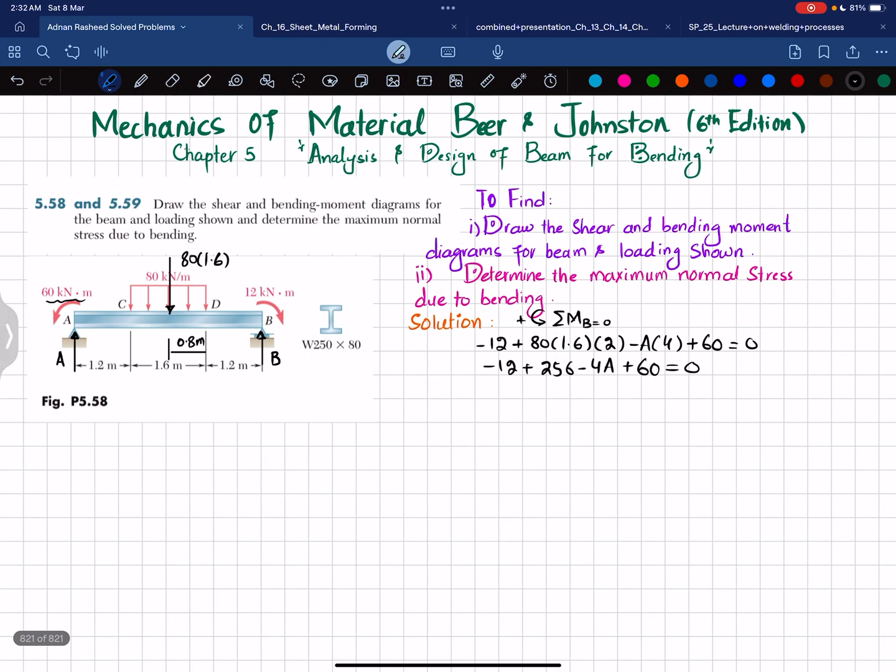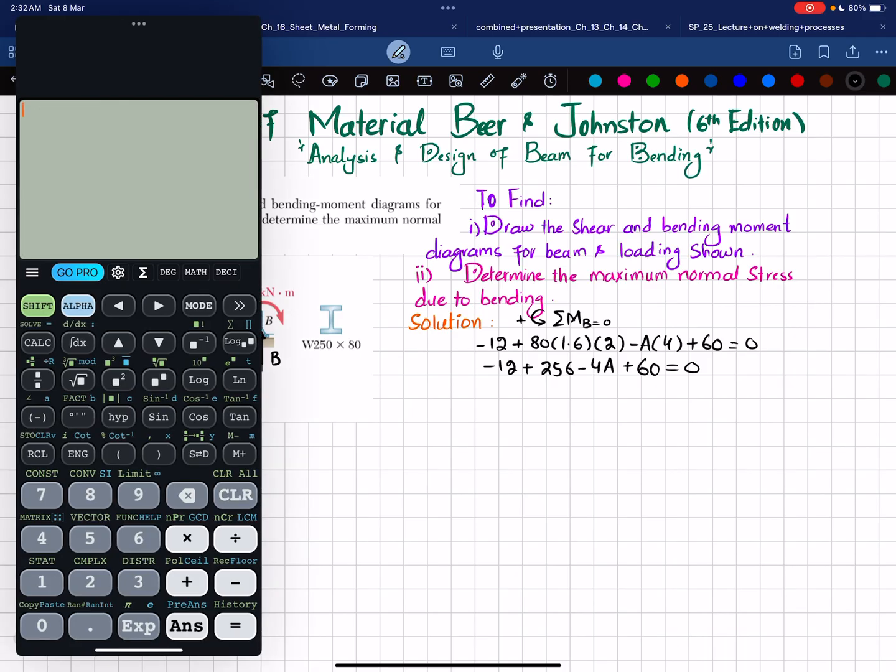So minus 12 plus 256 plus 60 will give you 304, and that will be 4A equal to 304, and from here A will be equal to 304 divided by 4, which will give you 76. So 76 kilonewton. Now you have this force.